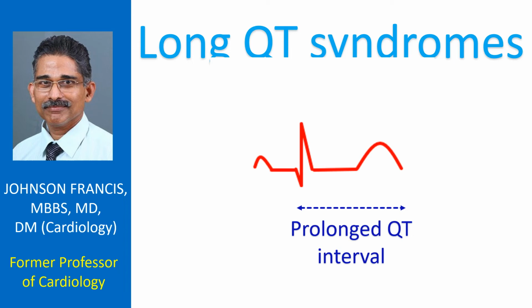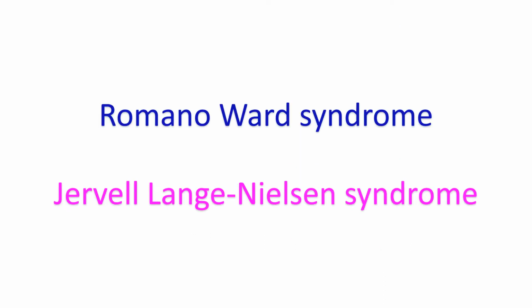Long QT syndromes are a group of inherited disorders of heart rhythm characterized by prolonged QT interval in the ECG and life-threatening ventricular arrhythmias. Prevalence of long QT syndrome varies from 1 in 5,000 to 10,000 in various regions. The initially described syndromes were the autosomal dominant Romano-Ward syndrome and the autosomal recessive Jervell and Lange-Nielsen syndrome.